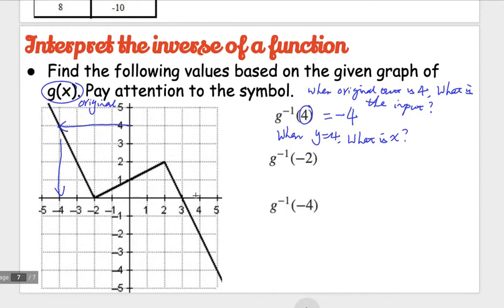Some students, if you work on this one starting from here, this is g of 4, not g inverse of 4. So let's work on the second one. Let's use a different color. g inverse of -2. Again, I'm looking at -2, which is on the 0. So this is y 0. So the x is going to be -2.